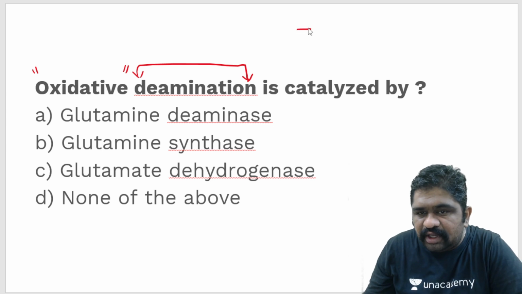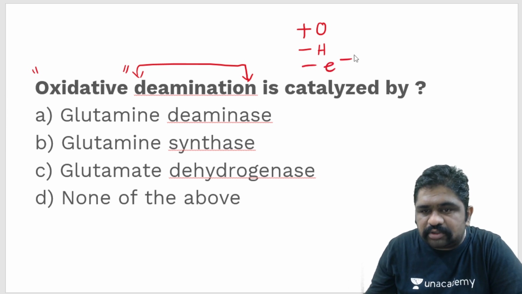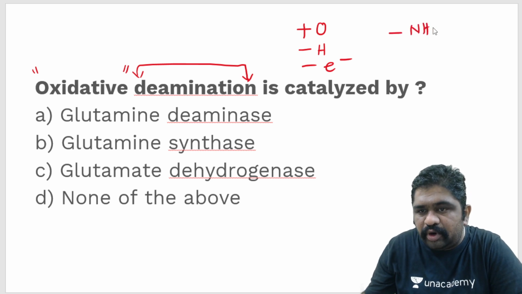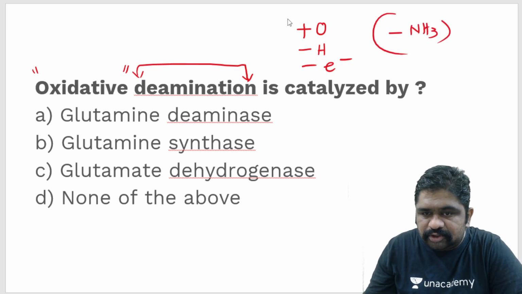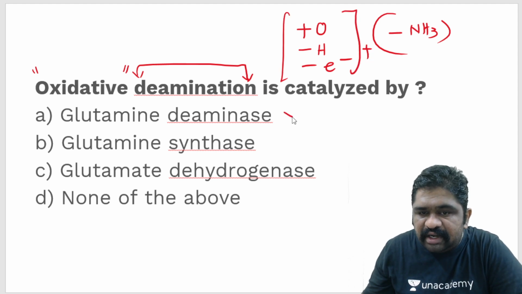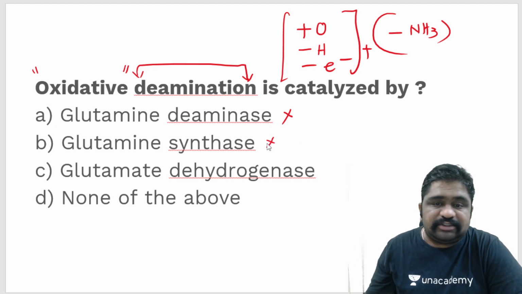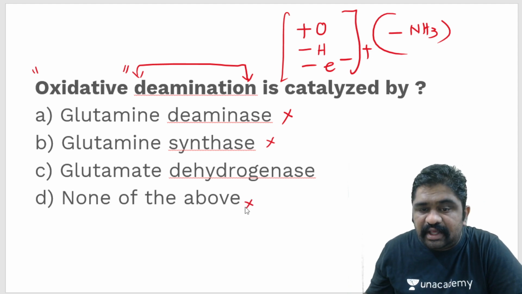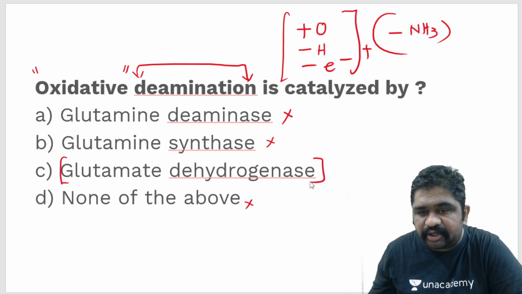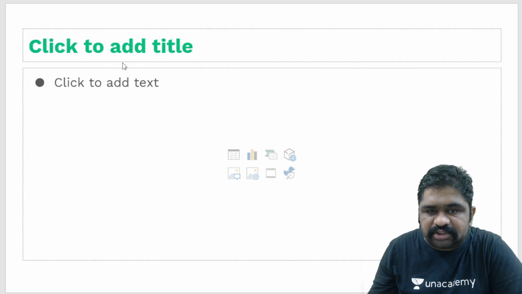What is oxidative? Addition of oxygen is also called oxidation. Removal of hydrogen is also called oxidation. Removal of electrons is also called oxidation. Now deamination means removal of ammonia. So there should be an involvement of this and involvement of this. That can't be done by glutamine deaminase. And glutamine synthase will create a glutamine. It is not deamination. None of the above cannot be the answer because glutamate dehydrogenase is the answer. What is glutamate dehydrogenase? Now look at the structure of glutamate here.